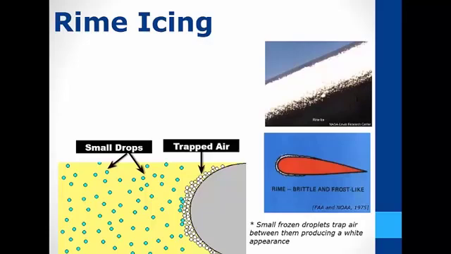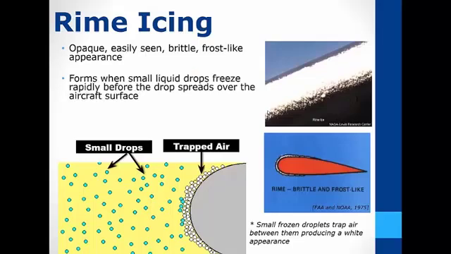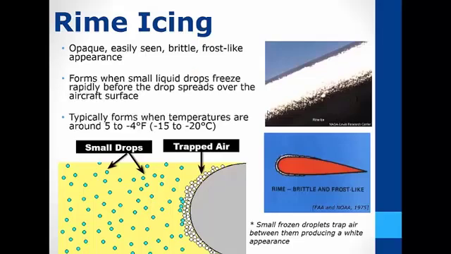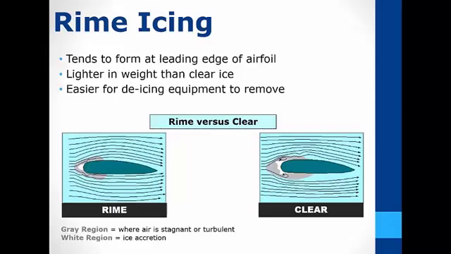So like I mentioned with rime ice, you get smaller drops that impact the aircraft wing, that traps the air near the surface of the wing itself and leads to a frost-like or opaque appearance of the ice buildup on the leading edge of the wing. And that typically forms in that near freezing temperature, so just above freezing if the aircraft temperature is below freezing, and then to temperatures well below freezing, to around -15 or -20 Celsius.